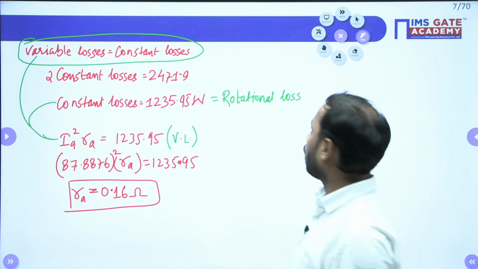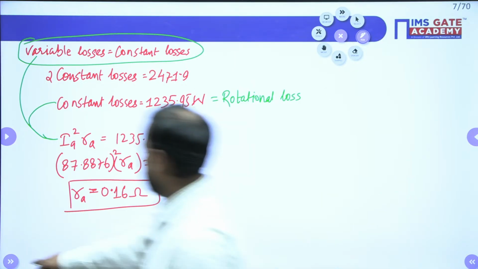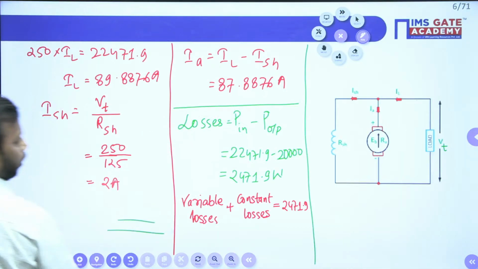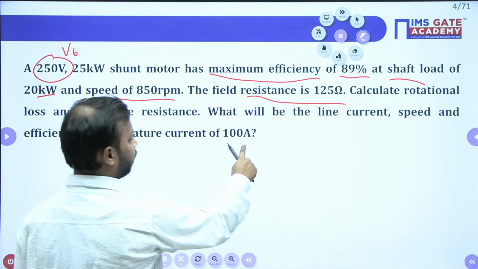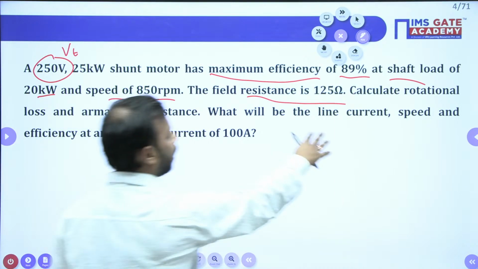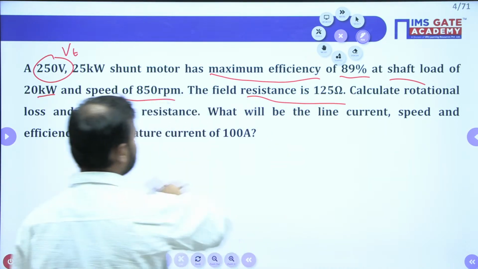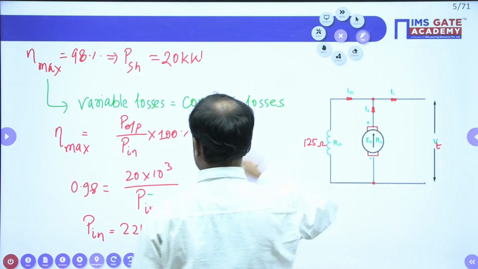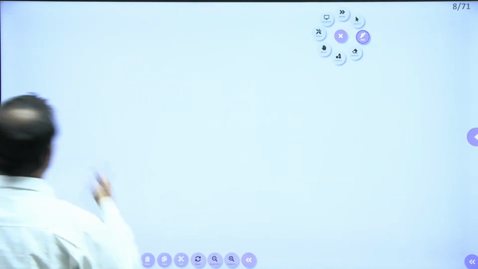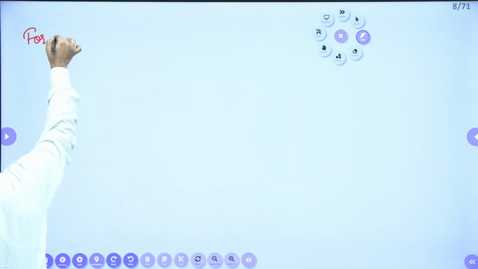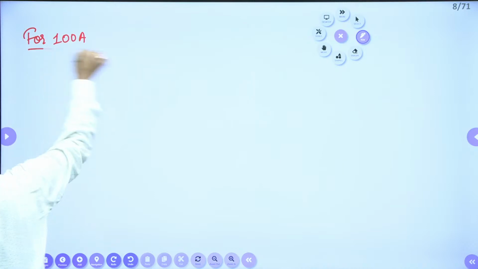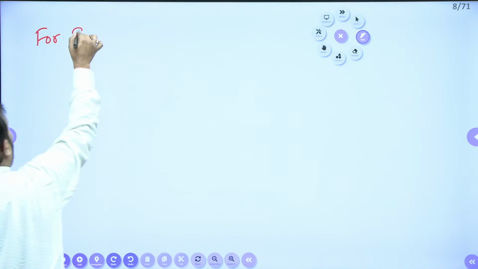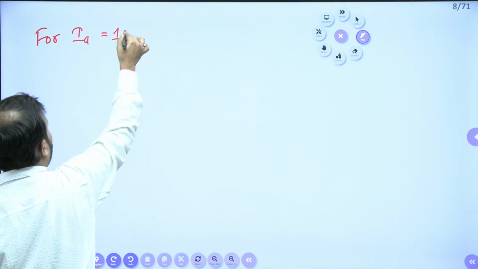So we have calculated all these values. Now, our next part is to calculate the efficiency and more, but this is related to the current which is 100 ampere. So how do we calculate the line current, speed and efficiency for this current? See here. So we need to calculate for 100 ampere. This is armature current. So let me write directly IA equal to 100 ampere. This is given in the question.